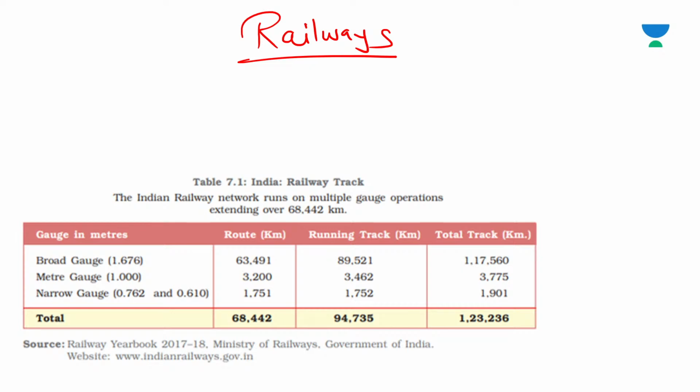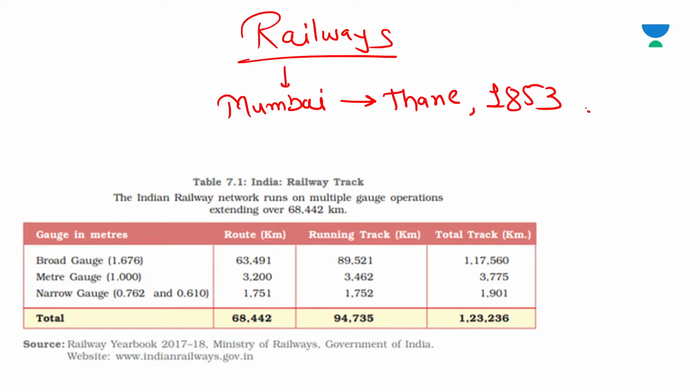Now, Indian Railways is the largest public sector undertaking in the country, and the first train steamed off from Mumbai to Thane in 1853, covering a distance of 34 kilometers. So the Indian Railways is now reorganized into 16 zones.